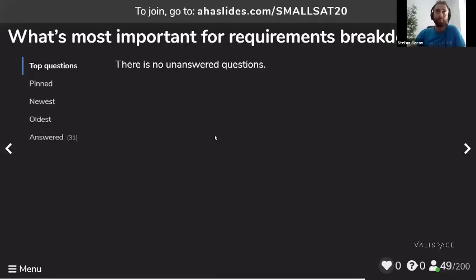So what would be most important for you for your requirements breakdown? If you can just take 30 seconds to think of some of these key points and then start raising your hands if you want to start engaging on some of these topics as well.